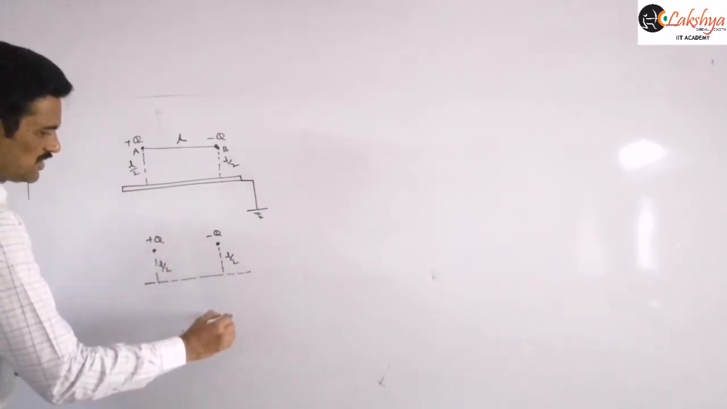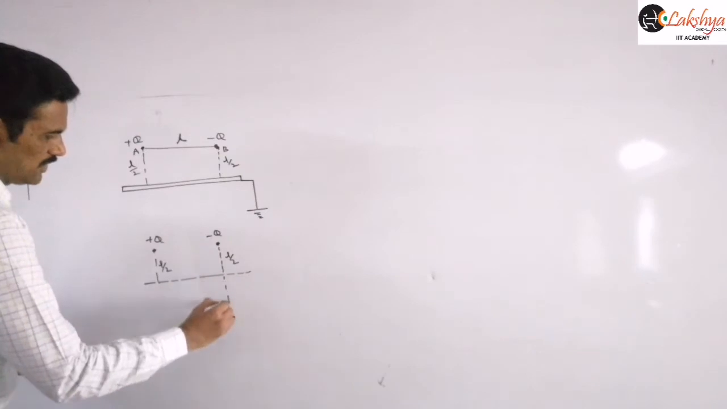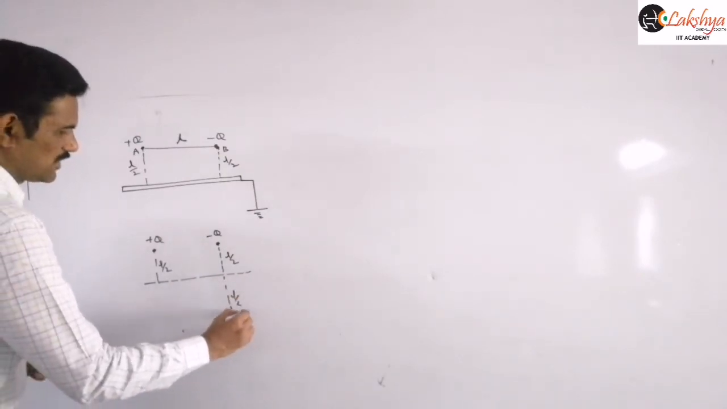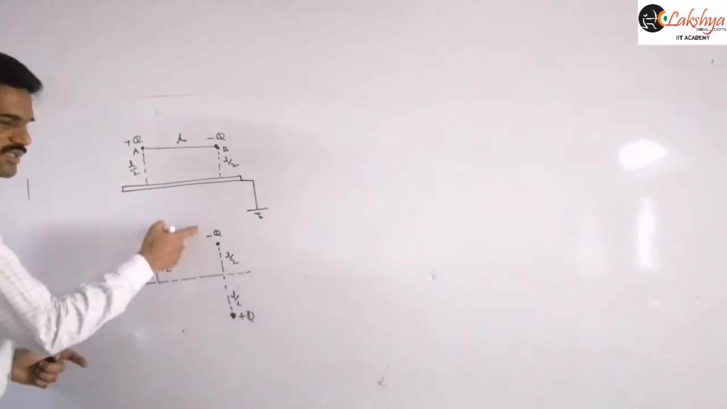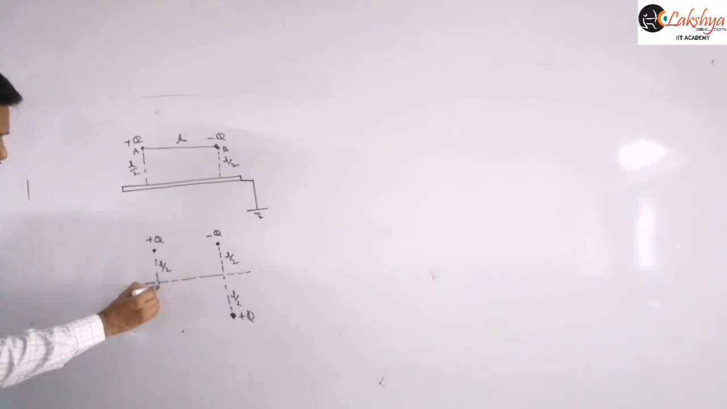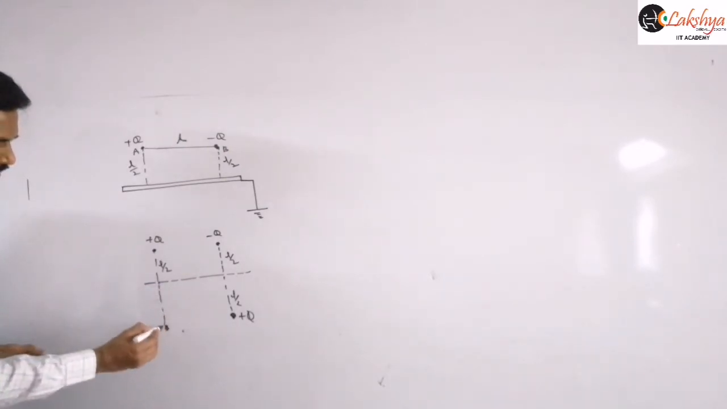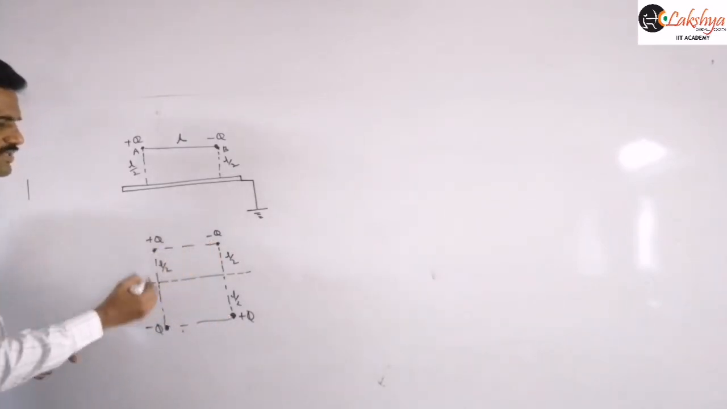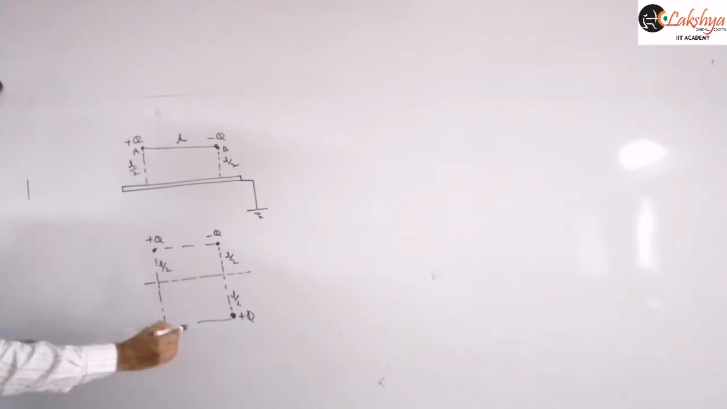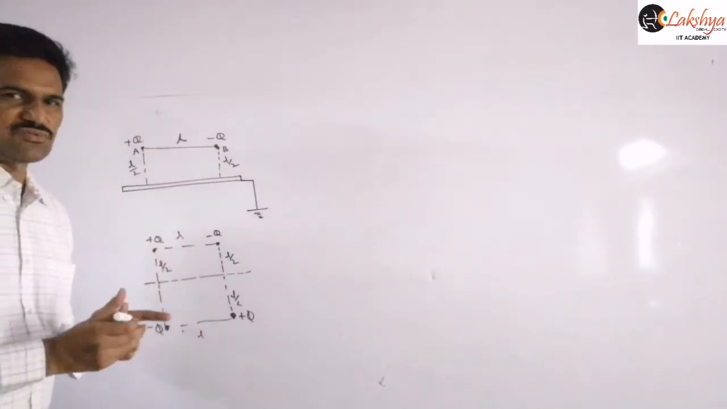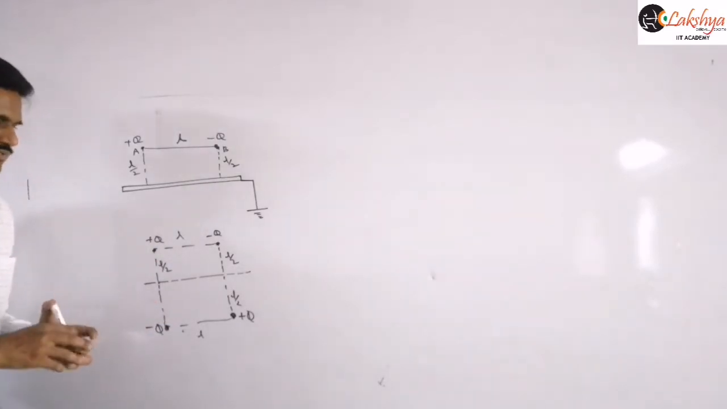So then its image will be there at a distance L by 2. The corresponding charge will be plus q. Here the given charge is minus q, so its image will be plus q. And here the charge will be minus q, right? So that means now the four charges are placed at the corners of a square. Now it forms a complete square here.